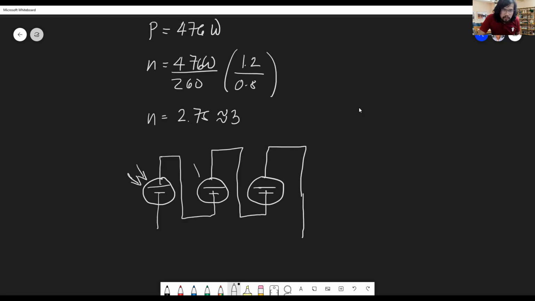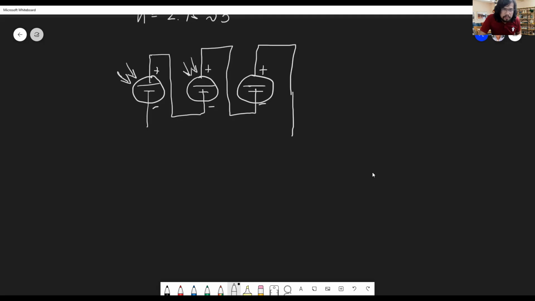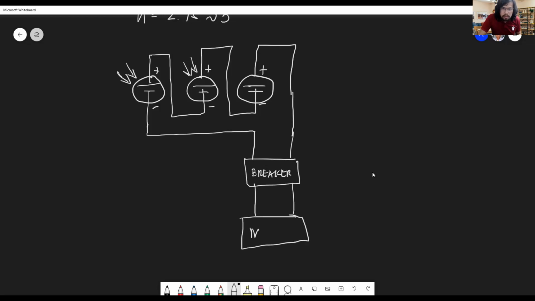This is the schematic for your solar. And then you connect this to your circuit breaker, not the overload breaker. And then the breaker is connected to your charge controller. Let's just write here MPPT. That is the most common charge controller. The charge controller is connected to the battery.